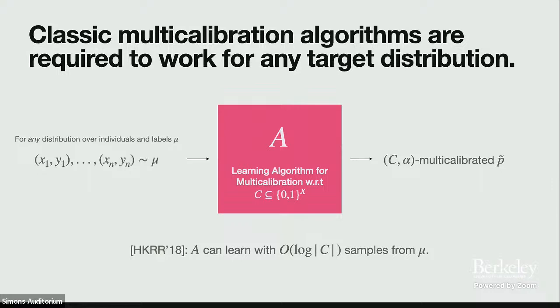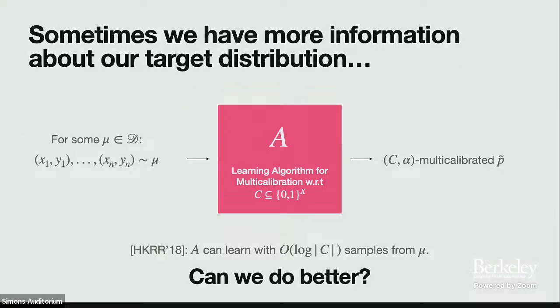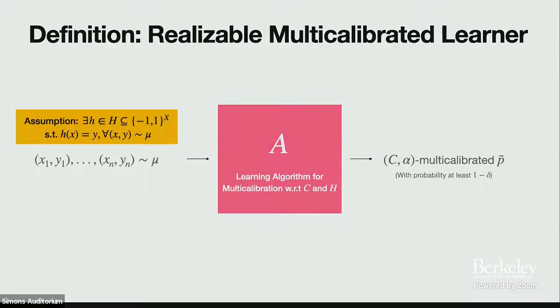And so the question we're going to care about today is, what if I make some sort of distributional assumption? So maybe I know something about what my world actually looks like, or I have a constrained set of distributions that my data could be coming from. And then the question becomes, in this case, do I still need this something in terms of the size of C samples, or can I actually do better in certain situations? And so this is what I'm calling realizable multicalibration. And for those of you familiar with realizable PAC learning, it should look very similar.